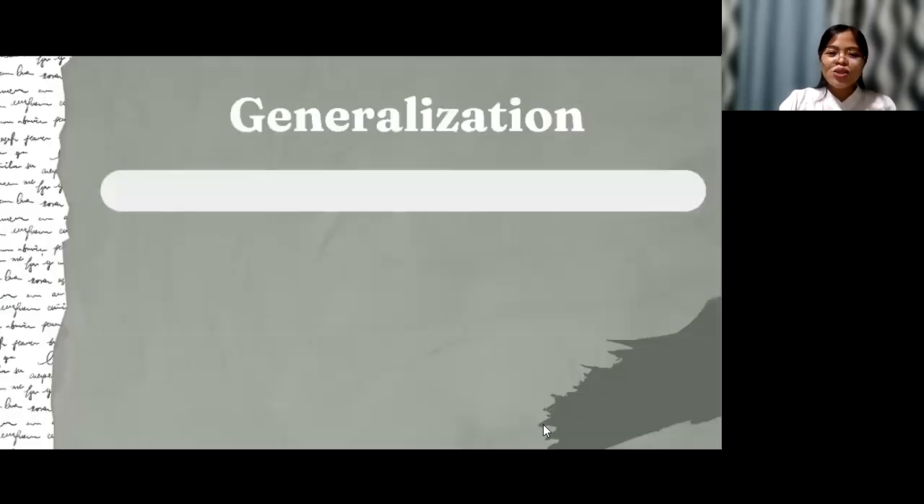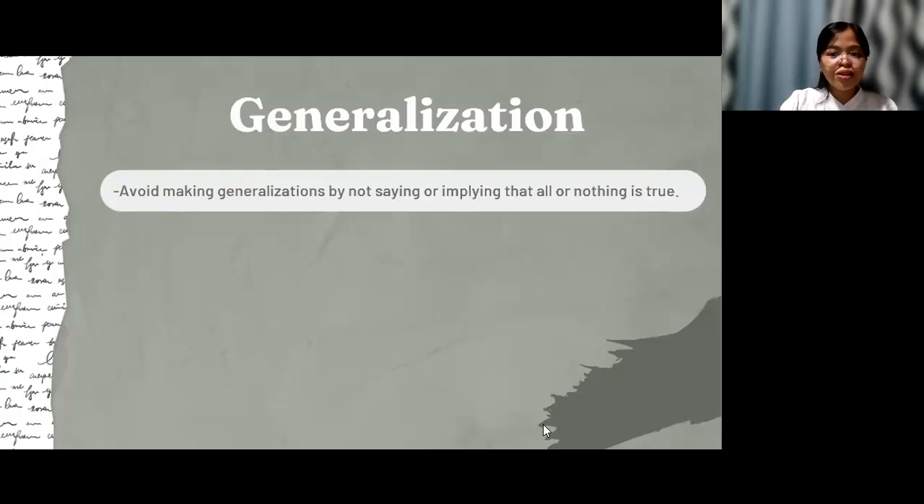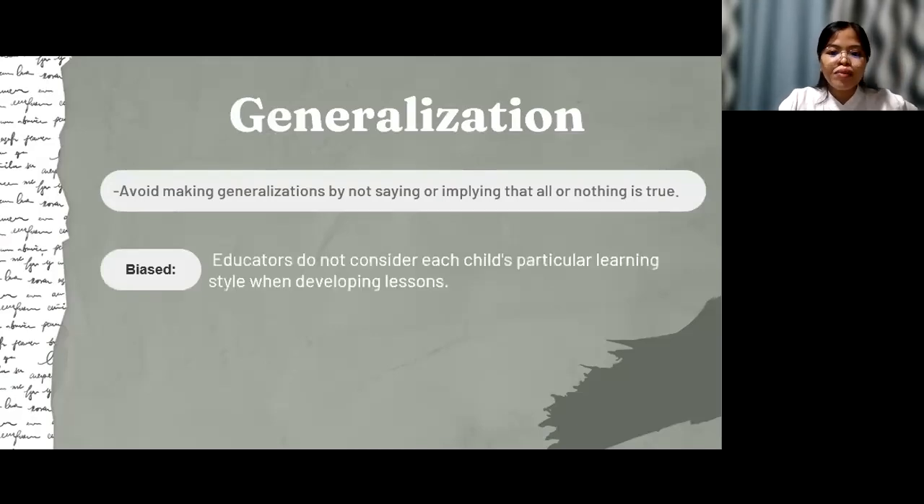Of course, let's continue. So we have the first one, generalization. Avoid making generalizations by not saying or implying that all or nothing is true. We should not generalize. We should not conclude that it's for everyone. Okay, we have here a biased statement. Educators do not consider each child's particular learning style when developing lessons. Let us focus, let us examine.